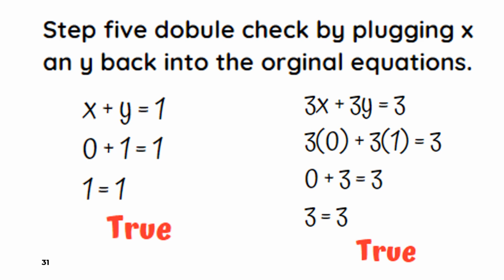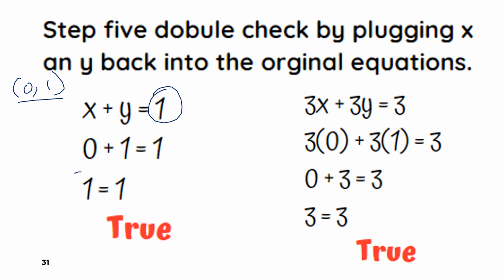Final step is just to double check our work. So remember, we said our intersection was 0, 1. We'll go ahead and write it down. And we're going to just plug them into both equations. If 0, 1 is the actual solution, when we plug those values in for x and y, we'll get our original answer. So here, x plus y is equal to 1. You plug in 0 for x and 1 for y, and do the math.